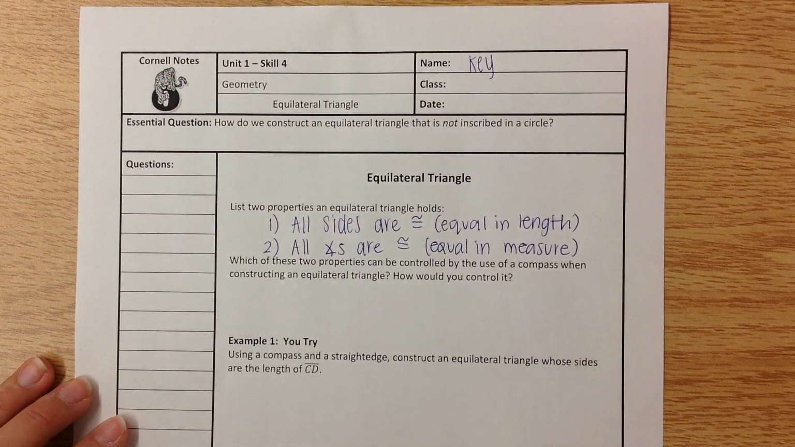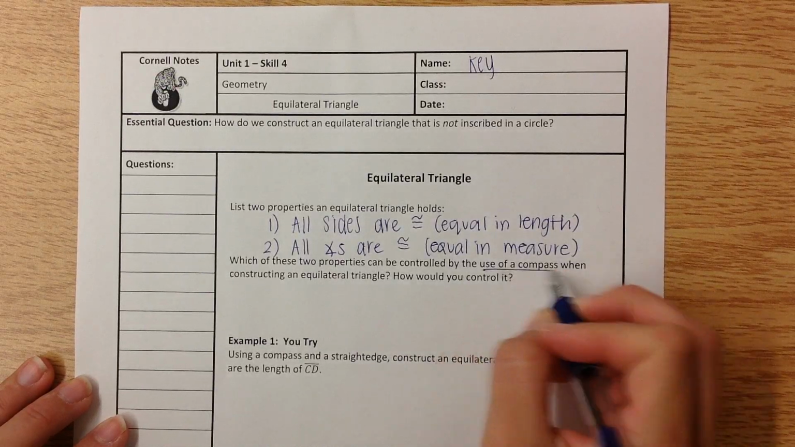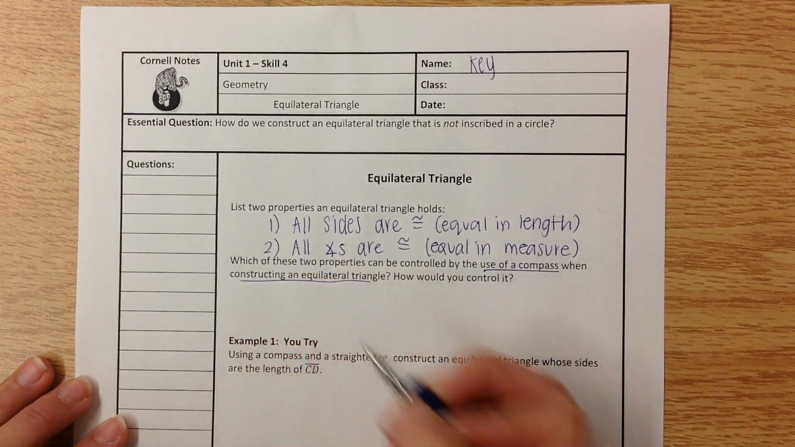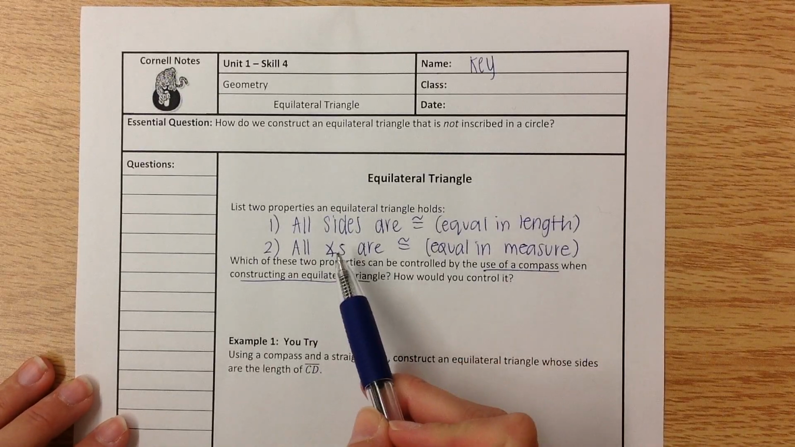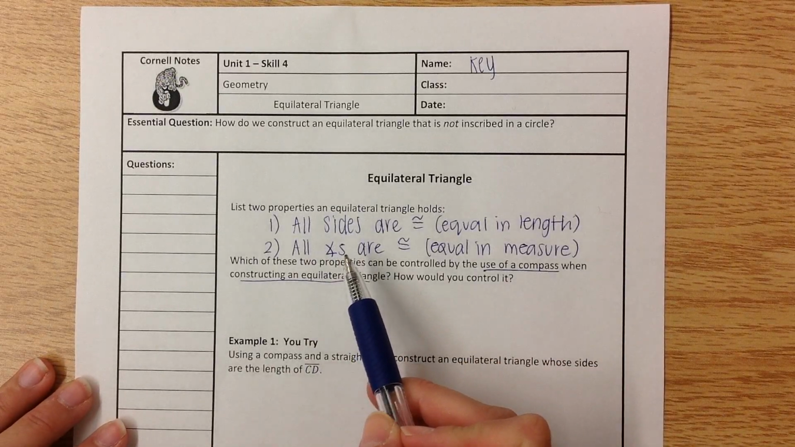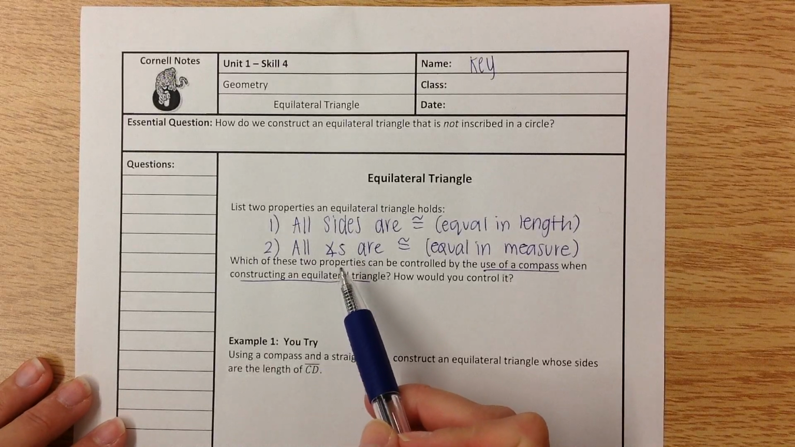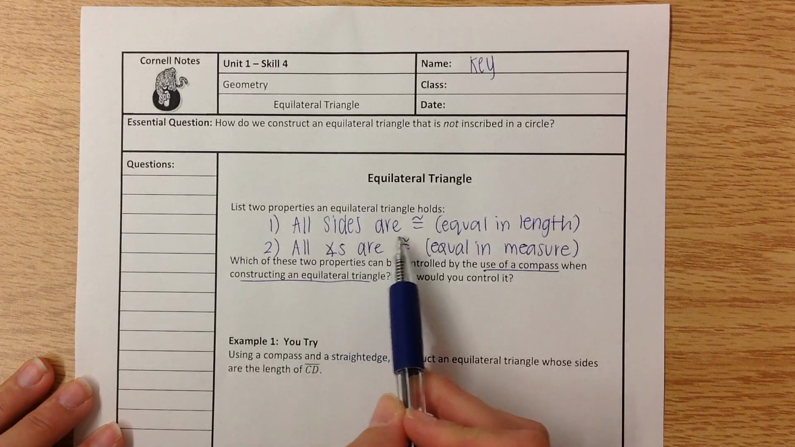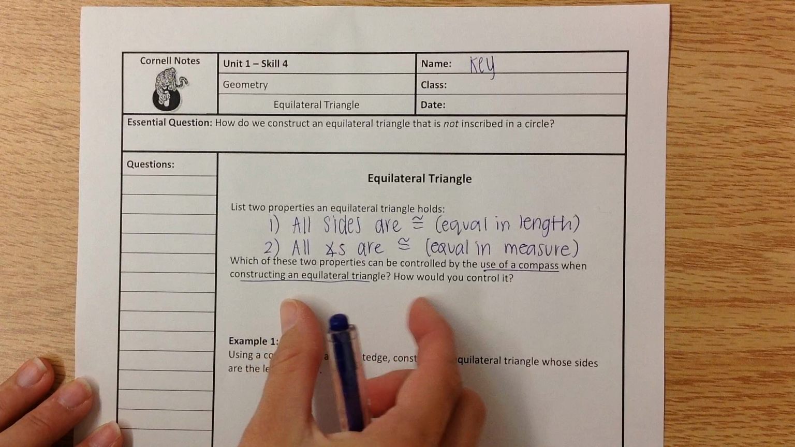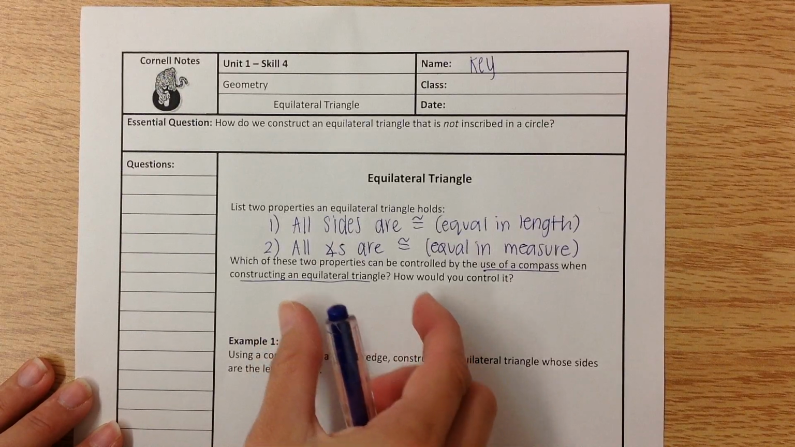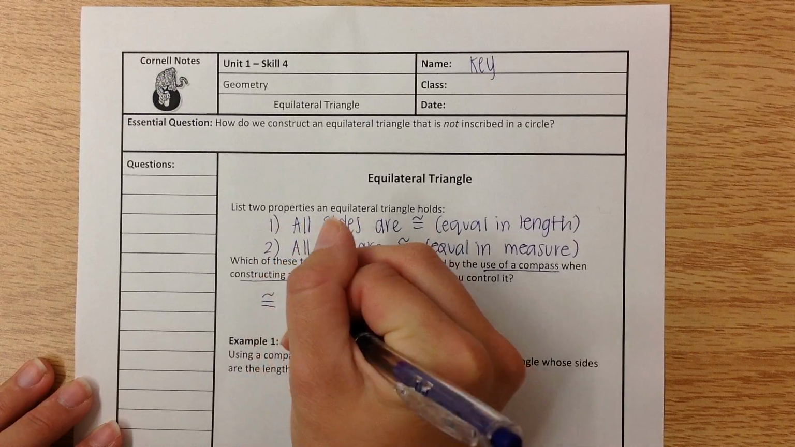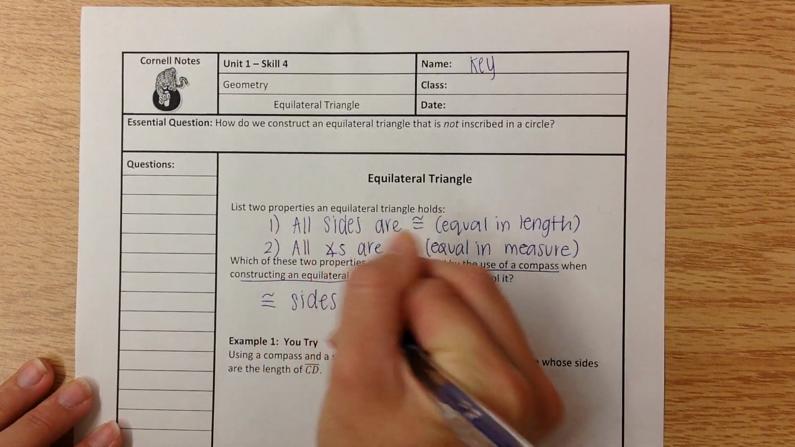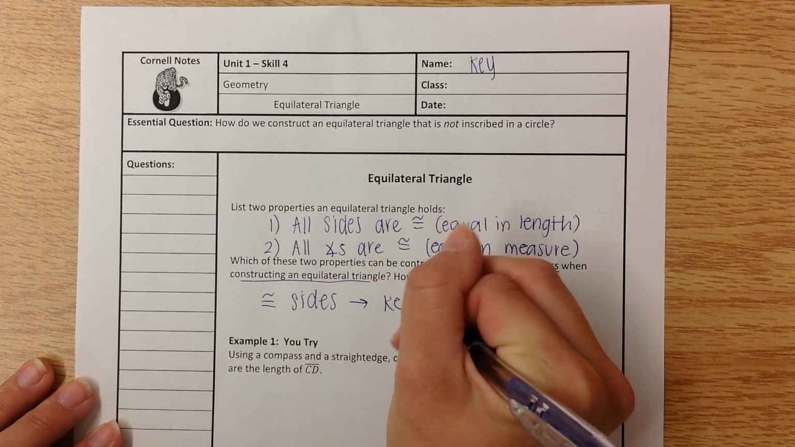It says, which of these two properties can be controlled by the use of a compass when constructing the equilateral triangle? And how would you control it? So it's really hard to construct angles without using the protractor, and we're not going to use the protractor in this course. So the sides, remember, when you open up from the center and you stretch your radius out, what you're doing is creating sides. So we can control congruent sides, and we would do this just by keeping the same radius.